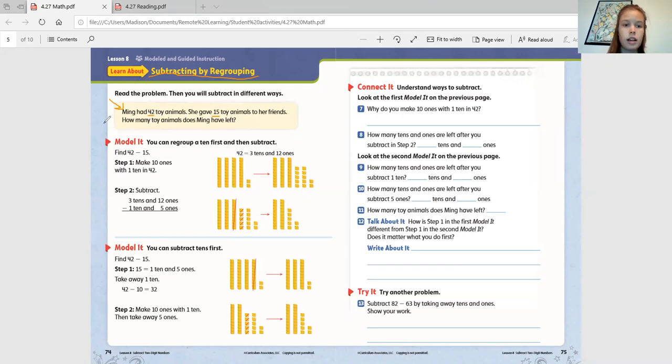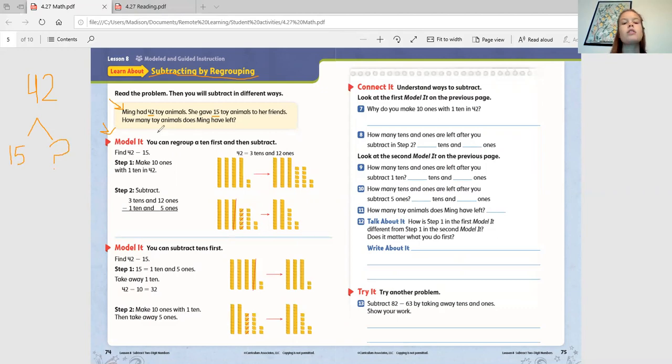All right, so let's look at our model over here. But before we get started, we've been doing our number bond, so I want to keep that consistent. So we're going to have our 42 and then break it apart because that's our whole number. That's the total amount of toy animals. She gave away 15, and we're trying to figure out that other amount.